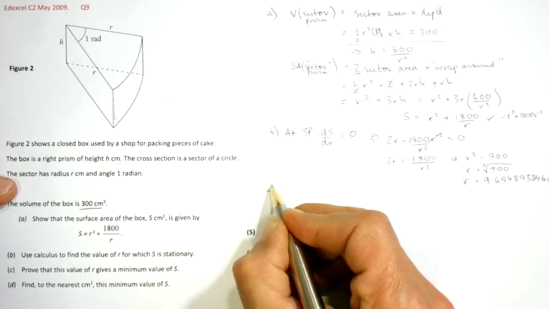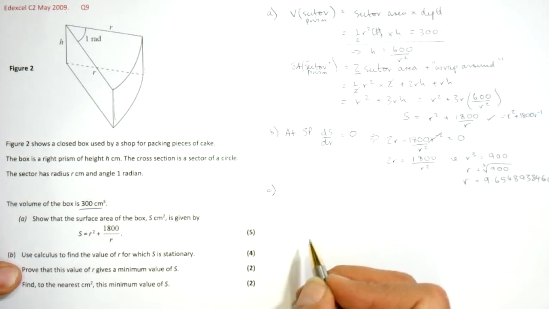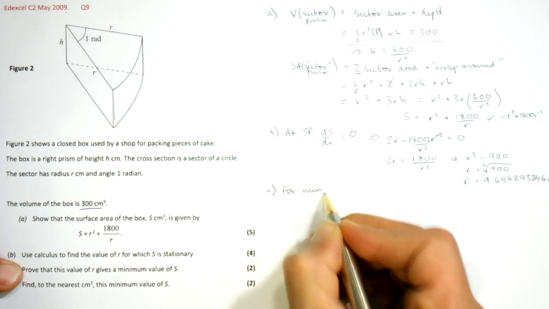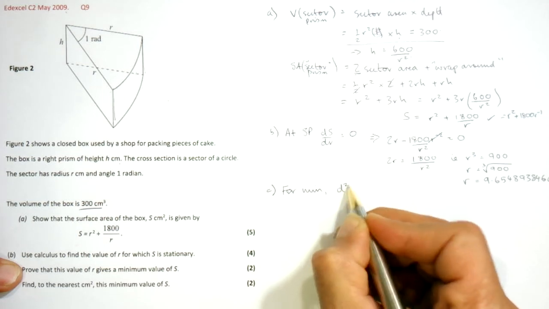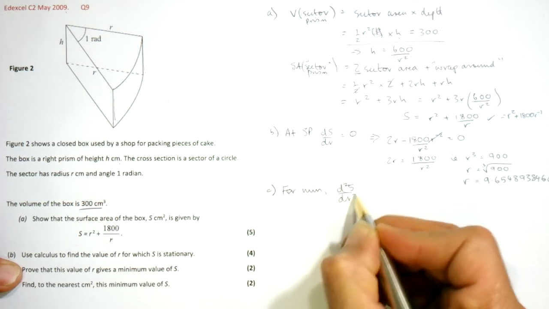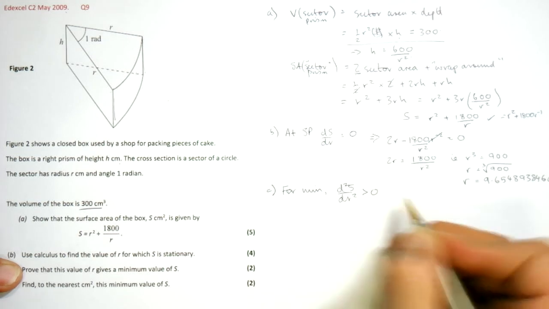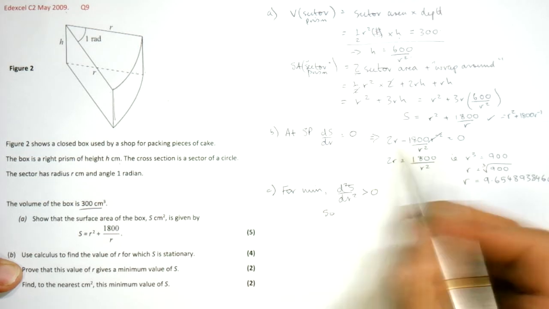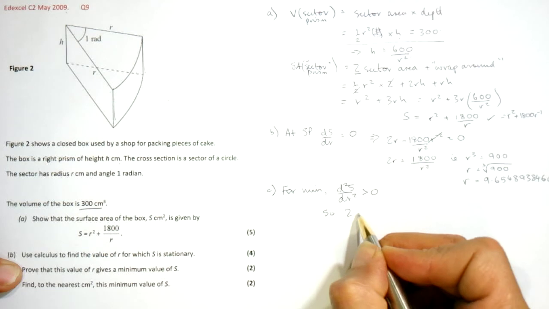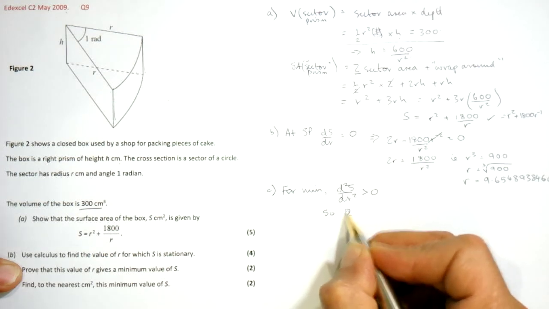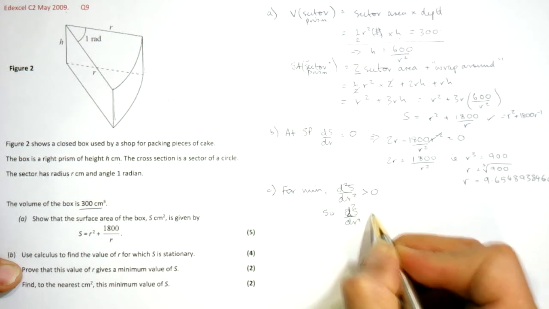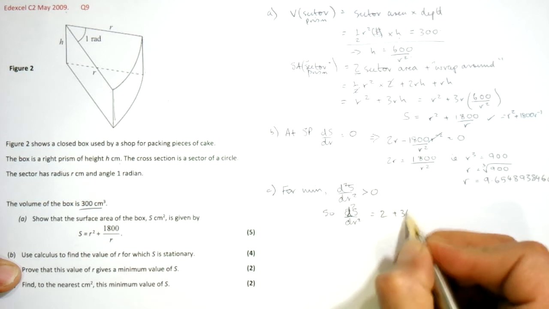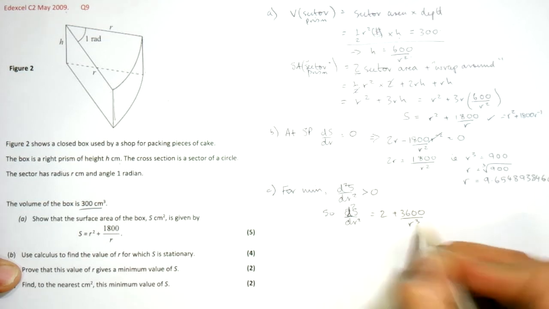Part C. Prove that this value of r gives a minimum value of s. For a min, we know that d2s by dr squared is bigger than 0. And so differentiate this one again. So let's write d2s by dr squared equals, differentiate that, is 2 plus 3600 over r cubed.